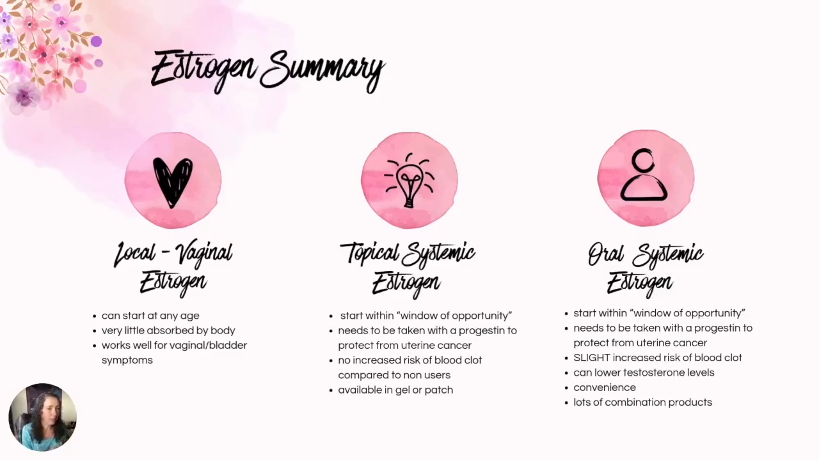It needs to be started in the window of opportunity. It must be taken with a progestin to protect the uterus from uterine cancer. There is no increased risk of blood clot with the topical estrogens, the ones that are applied through the skin. But with oral estrogen, there is a slight increased risk of blood clot, so just be aware of that. It can lower testosterone levels a little bit. It needs to be taken with a progestin because it's the whole body estrogen, and it needs to be started in the window of opportunity. The primary things that are helpful there are convenience, and there are a lot of combo products available as well.